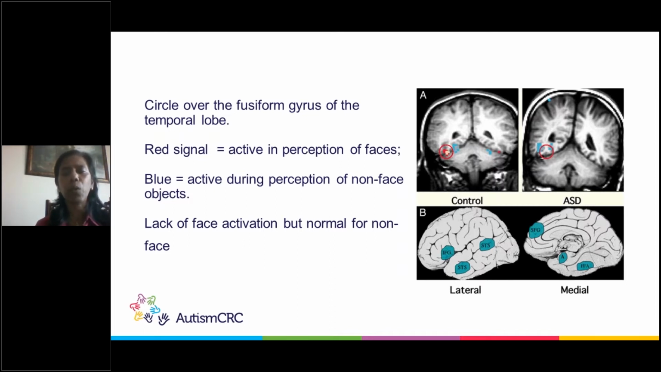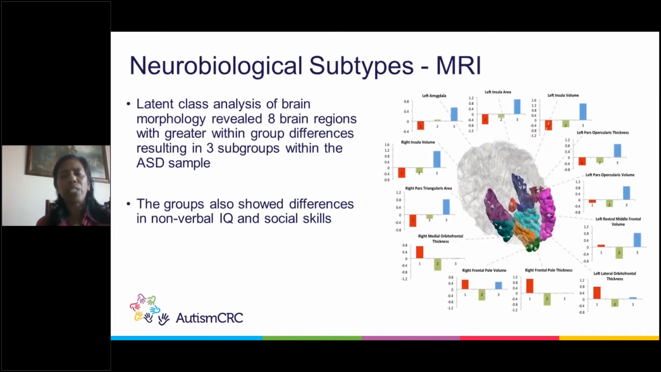But in the autism child, the one on the right, the child with the features of autism, you are seeing that there is no red signal at all. The fusiform face area is totally not activated. So what we see as social brain versus object-oriented brain, there is a lot of gradations of that.